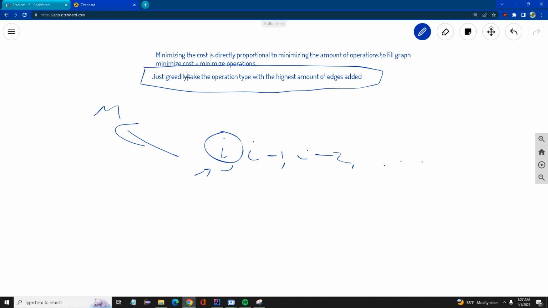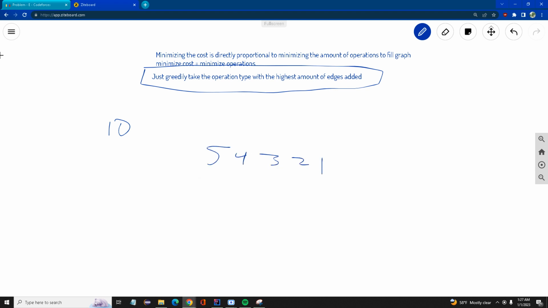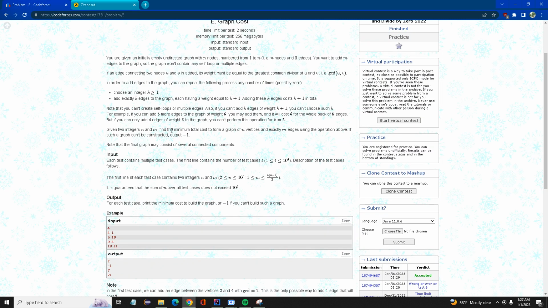That's really the solution. I think you don't really need to prove this greedy, but if you want to prove this, like if you're just extra like me, well, this isn't too hard to prove, right? Like, let's say we have the number 10, right? And we have access to the numbers 5, 4, 3, 2, 1.